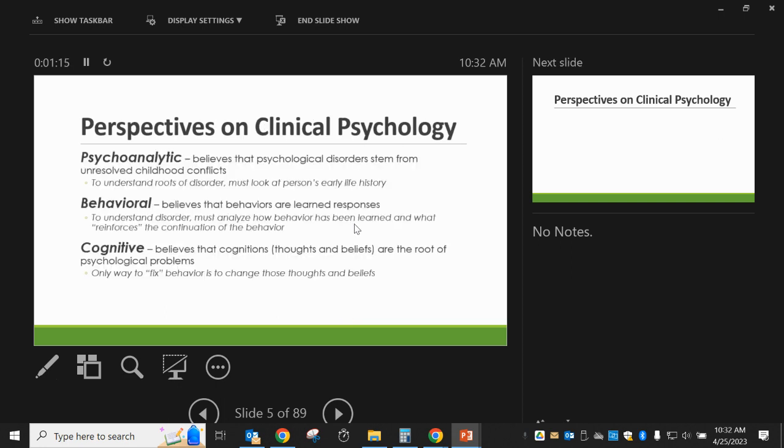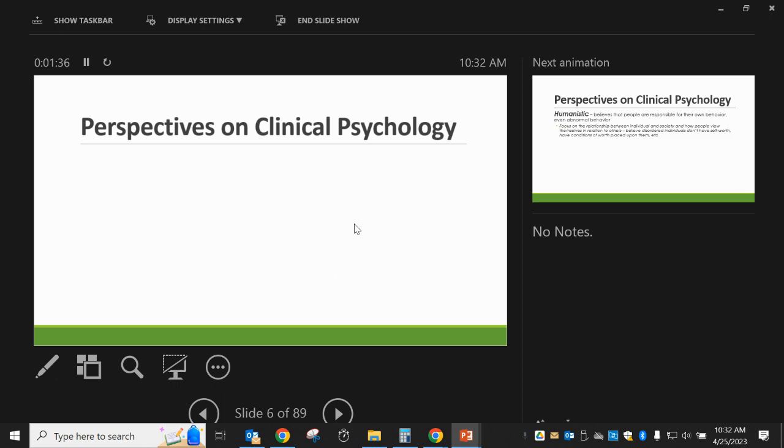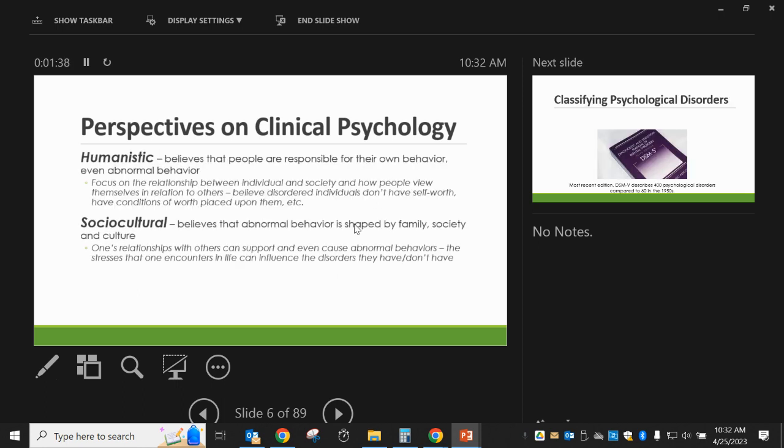Each of the perspectives has different explanations for disorders. Psychoanalytic perspective says that it's mainly the result of unresolved childhood conflicts. Behavioral says that you have learned this abnormal behavior and that something is reinforcing it. Cognitive has to do with your thoughts and beliefs being the root of the problem, and the only way to fix the behavior is to change your thoughts and beliefs. Humanistic says that you're responsible for your own behavior, even abnormal behavior, and you can work on that. And then sociocultural says that abnormal behavior is shaped by society.